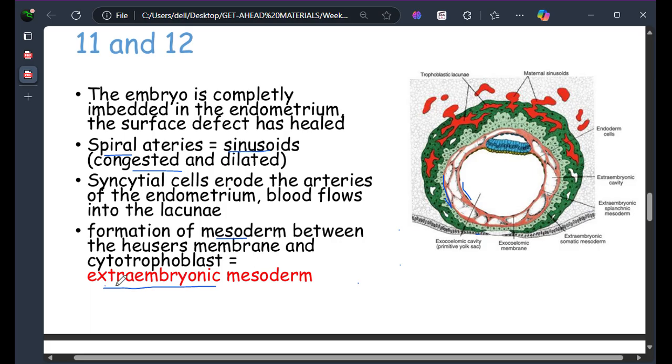We were talking about the extra embryonic mesoderm. It's splitting into two because of the development of an extraembryonic cavity in that extraembryonic mesoderm. So the extraembryonic mesoderm will now have extraembryonic somatic mesoderm, which is closer to the cytotrophoblast, and the one that is on the inner part will be called the extraembryonic splanchnic mesoderm. I hope I didn't leave anyone behind there.